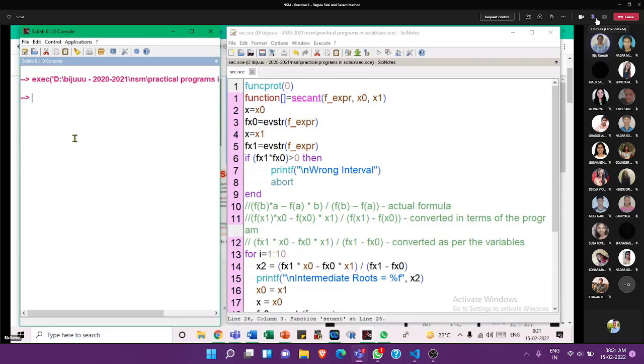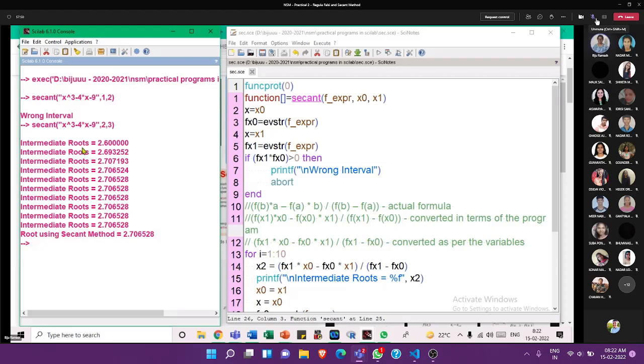Let us try. Okay, so now what is the name I've given? Secant of x cube. Is it clear, students? Hello, please let me know. I will explain. If not clear, I will explain any number of times, but please stop me then and there.